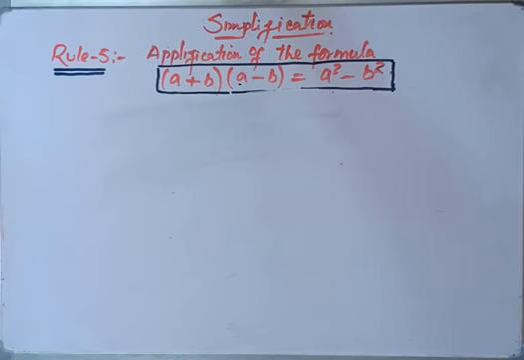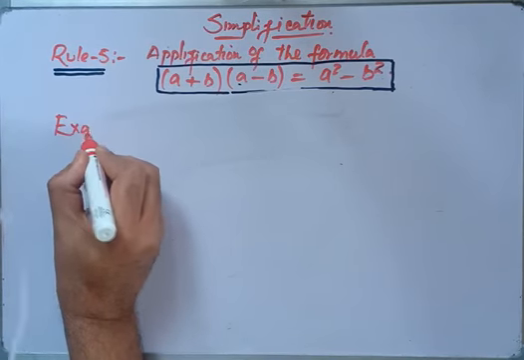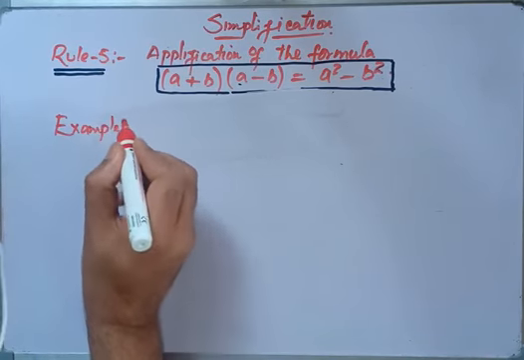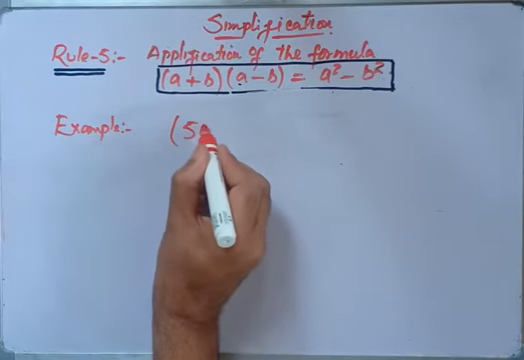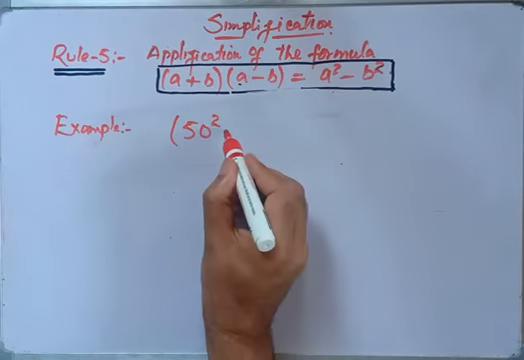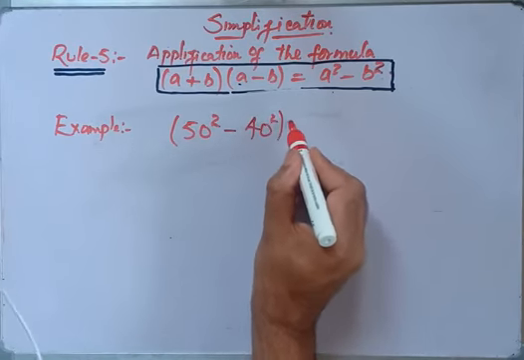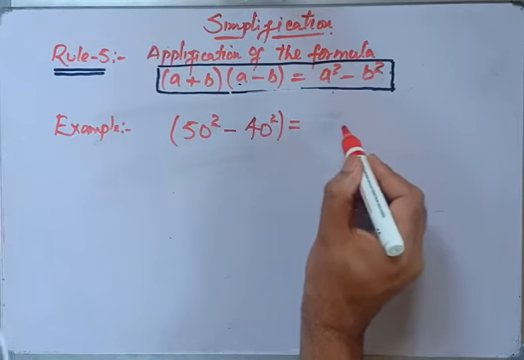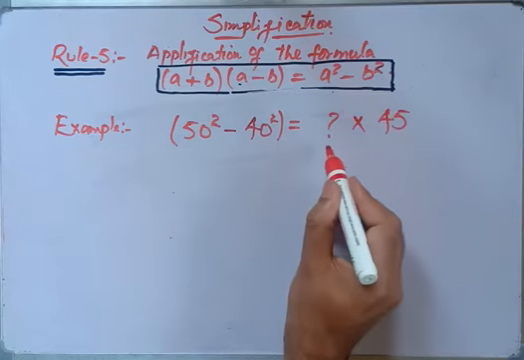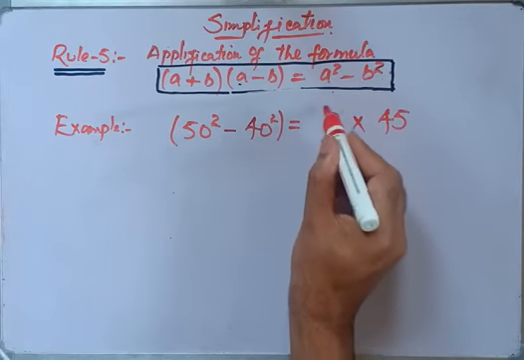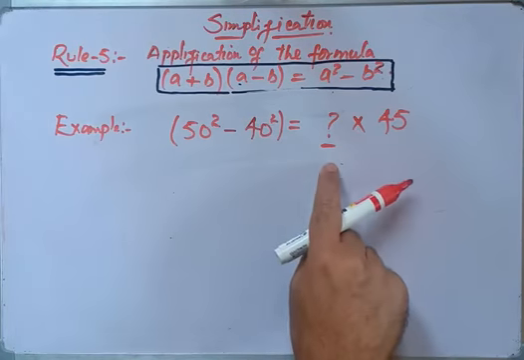Now let's take an illustrative example where we can see how this formula is going to help us in simplifying a given expression. Say for example, 50 square minus 40 square divided by 45 is equal to, say, a question mark. I have put a note of interrogation here, so we have to find this number.